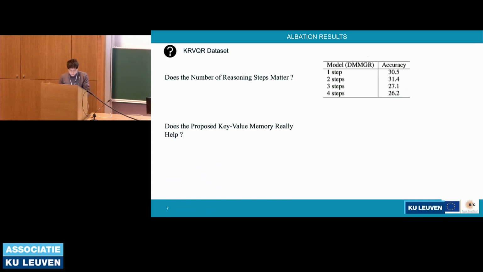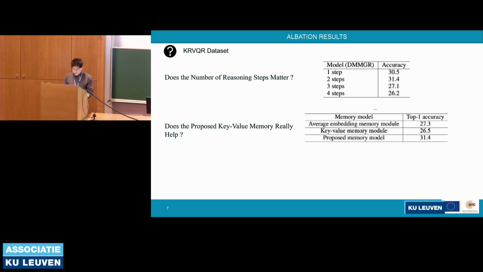The second question is, does our proposed key value memory really help? In these experiments, we replaced our key value memory with two other methods. The first one is the average embedding memory module, where we use the average embedding of a triplet as the embedding of the knowledge triplet. The second one is a key value memory module, where the key is the embedding of the subject and the relation, and the value is the embedding of the object. And the last one is our model. Our proposed key value memory module outperforms the other two modules.